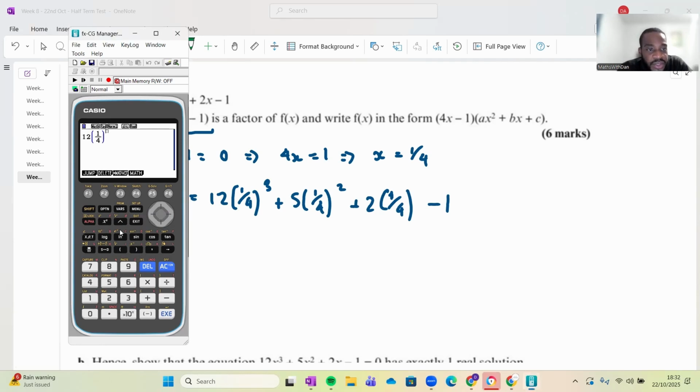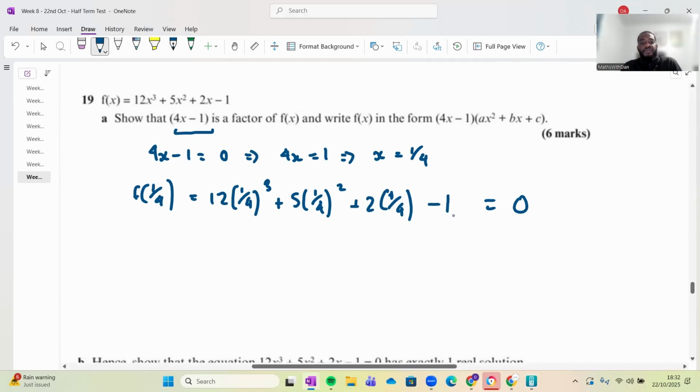So cubed, 3, and then plus 5 lots of a quarter squared, and then plus 2 lots of a quarter, which is a half, but I'll put it in anyway, and then minus 1. I got a syntax error. What have I done? Oh, there, plus 5, my bad. Yeah, we get 0.